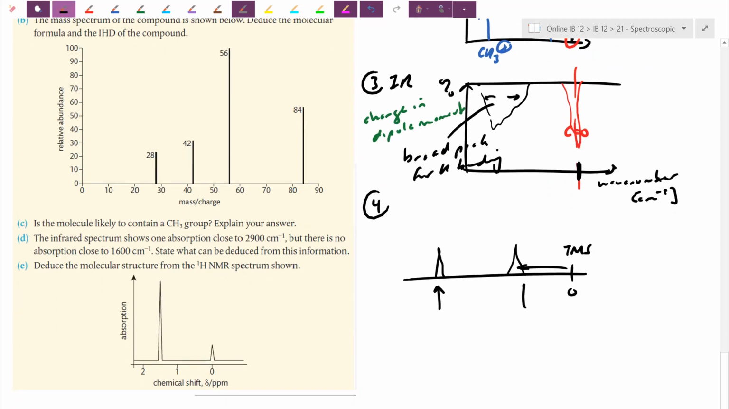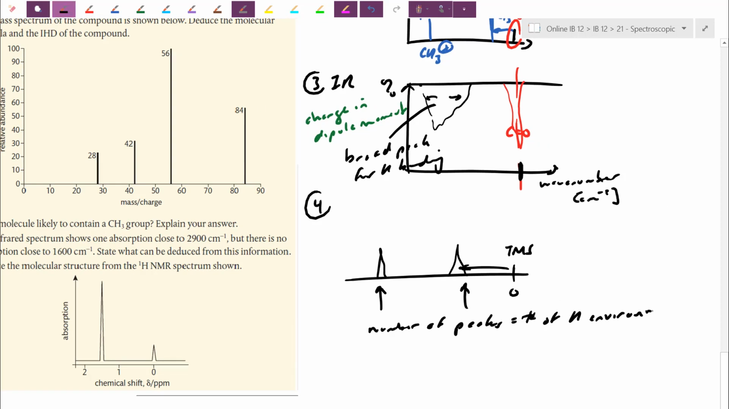The number of peaks, so in this case I have 2 peaks. The number of peaks tells you the number of H environments, how many kinds of H's I have. The height of the peak, or what's realistically the area under the peak, the integrated trace, tells you how many hydrogens are in each environment.